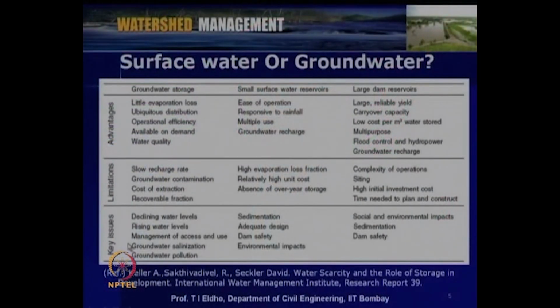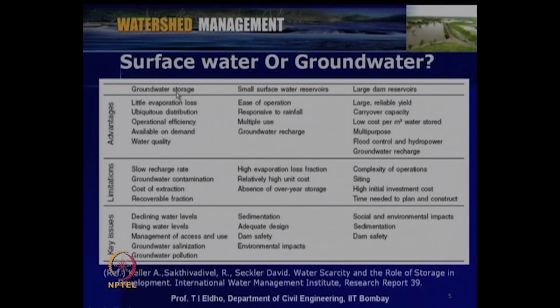Then also if we want to recharge the aquifer, if we are going for artificial recharge, we have to construct some artificial recharge structures, or we have to go for rainwater harvesting type of structures. So these are some of the important issues when we discuss whether we have to go for surface water or groundwater. So now, as far as the surface water or groundwater question comes, let us look into what are the advantages, what are the limitations, and what are the key issues as discussed by Keller and others in a report of the International Water Management Institute.